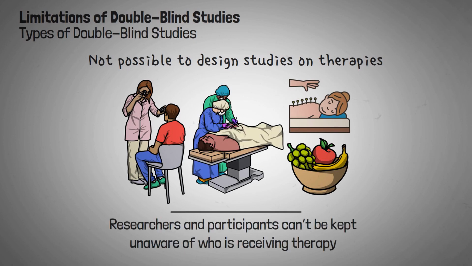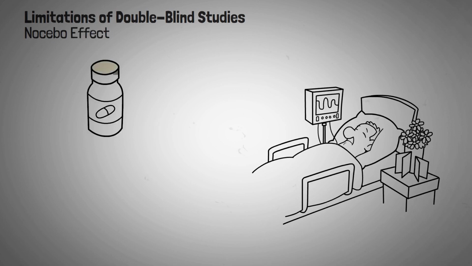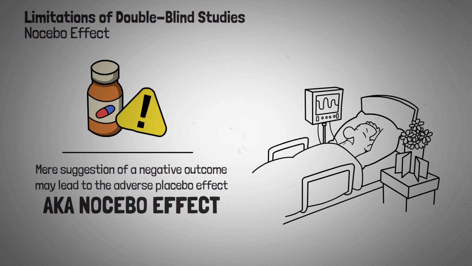Another limitation is the nocebo effect. Now participants in clinical trials must be informed of the possible side effects that may result in an experimental treatment. However, the mere suggestion of a negative outcome may lead to a negative placebo effect, also known as the nocebo effect. It can result in participant dropouts and the need for additional medications to treat the side effects.